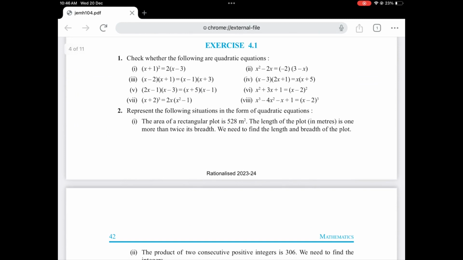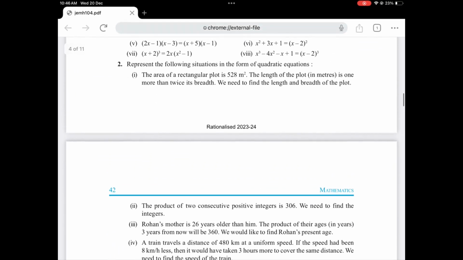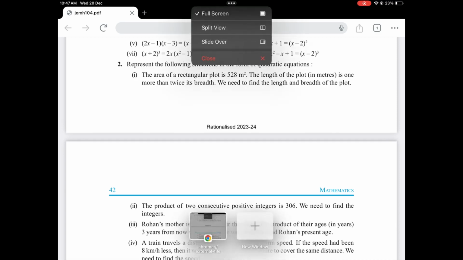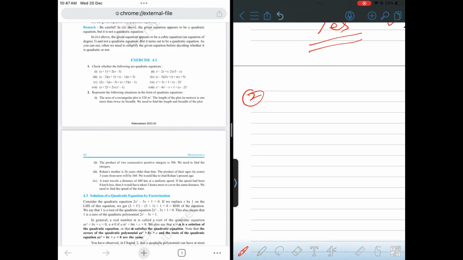So you can see here, right? The second question has four parts, right? The first part says the area of a rectangular plot is this much, and the length of the plot in meters is one more than twice its breadth. So we have to basically form our quadratic equation. So let's try to form it. Let me open my notes also.